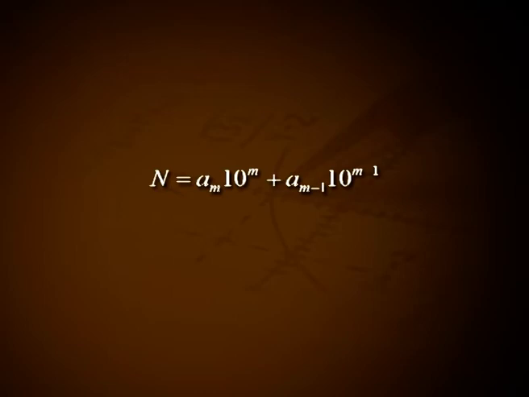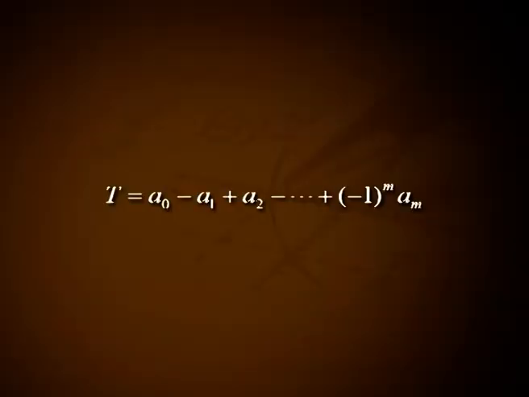This completes the proof. The following theorem says that an integer is divisible by 11 if and only if the alternating sum of its digits is divisible by 11. Theorem 7. Let n = a_m 10^m + a_(m-1) 10^(m-1) + etc. + a_1 10 + a_0 be the decimal expansion of the positive integer n, 0 less than or equal to a_k less than 10, and let t = a_0 - a_1 + a_2 - etc. + (-1)^m a_m. Then 11 divides n if and only if 11 divides t.